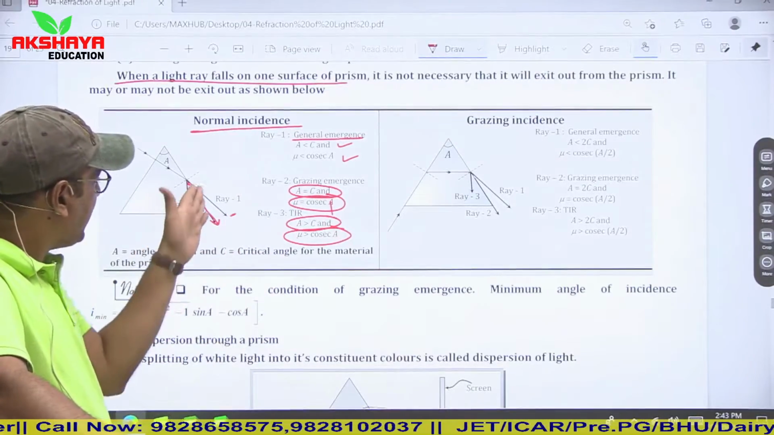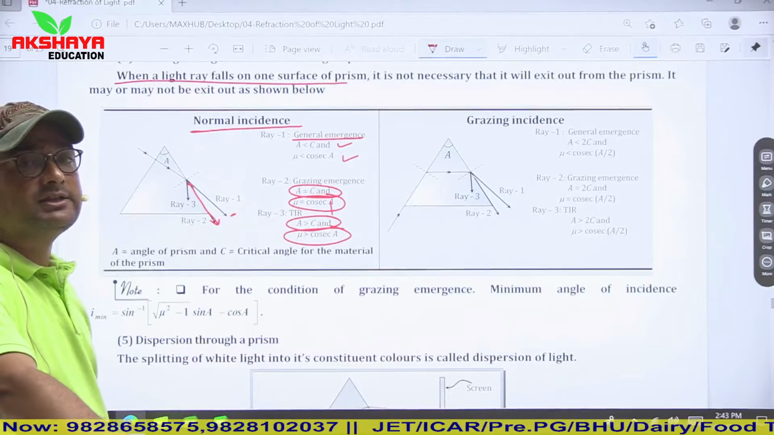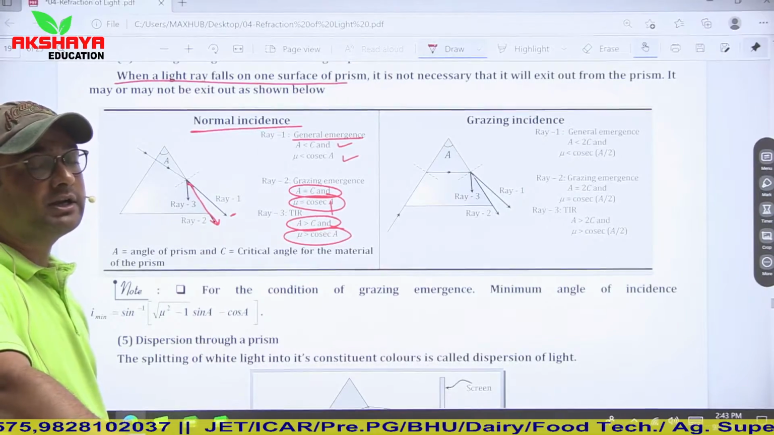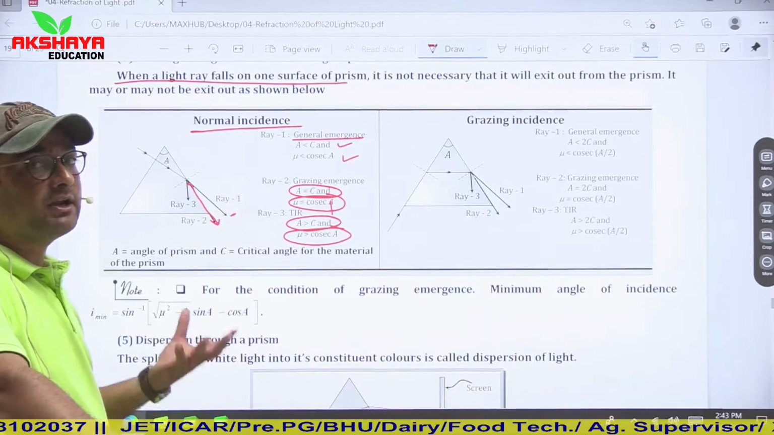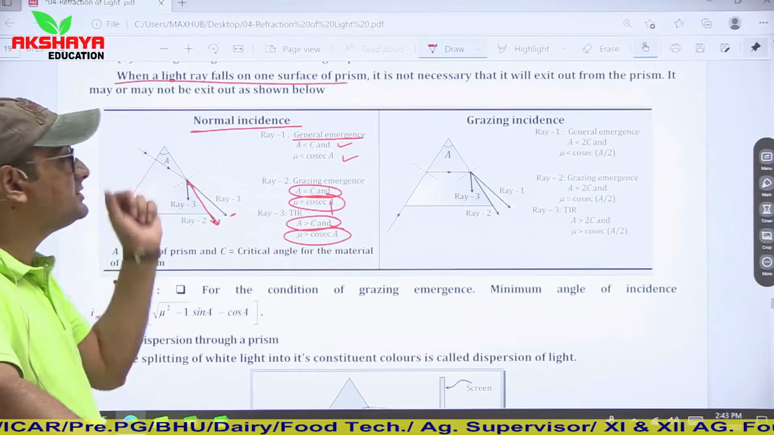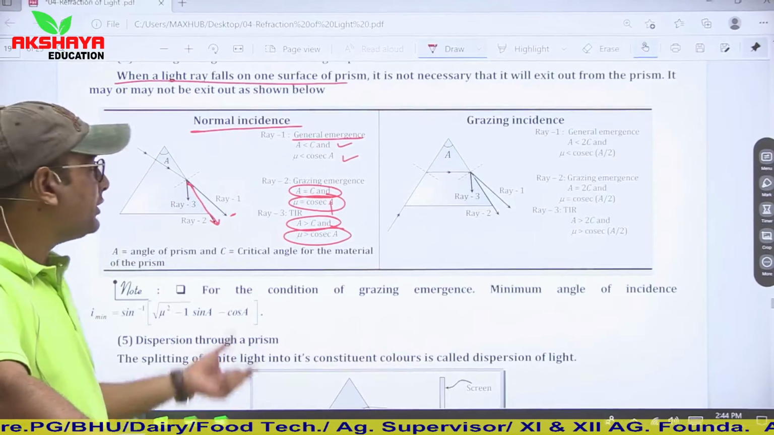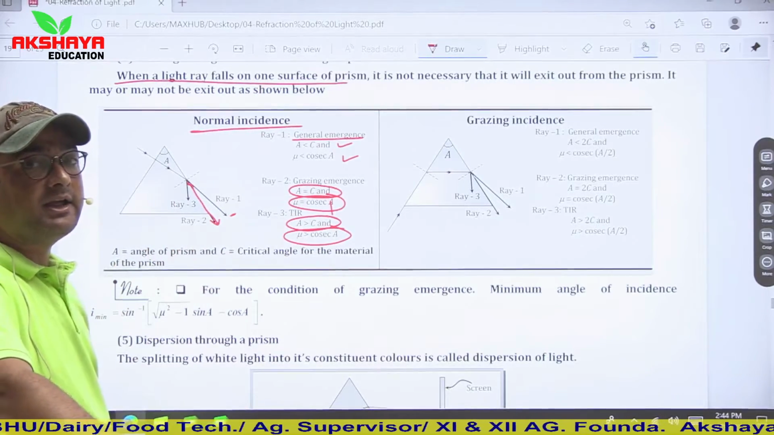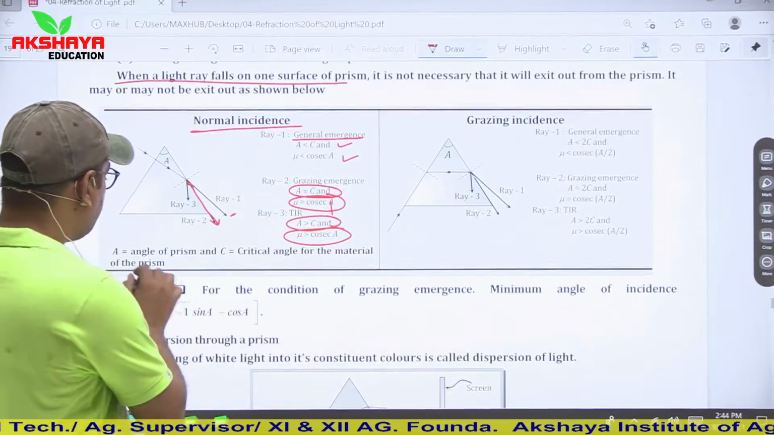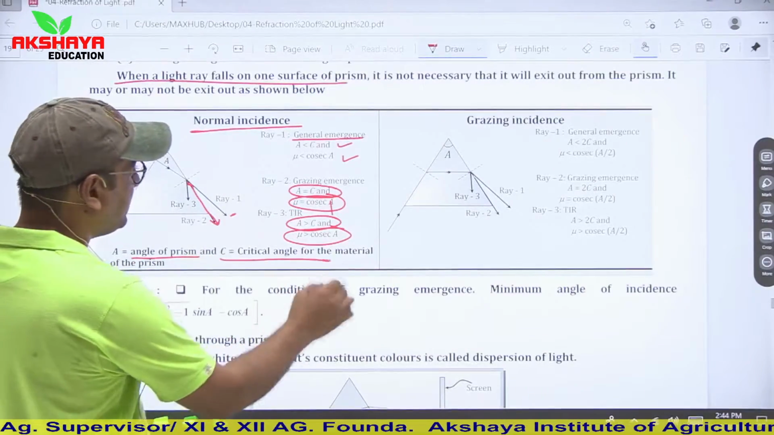And in the third situation, light is inside the prism. This represents total internal reflection, and in total internal reflection we know that angle of incidence should be greater than critical angle. So here angle of incidence is equal to angle of prism. So A is greater than C and mu is also greater than cosec A. Here A is the angle of prism and C is the critical angle.